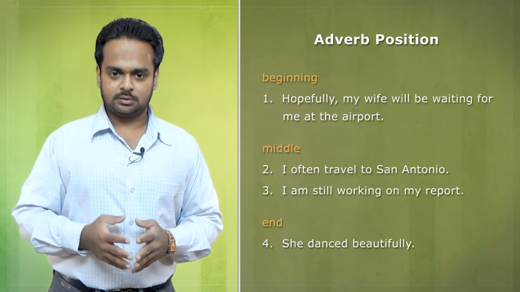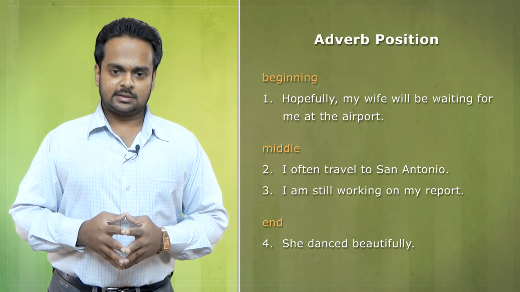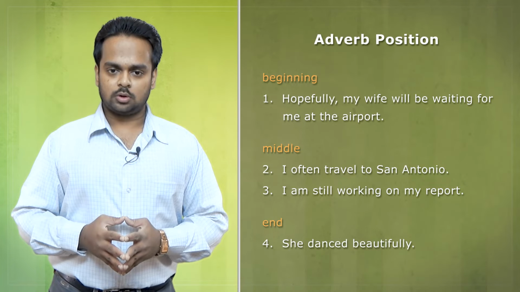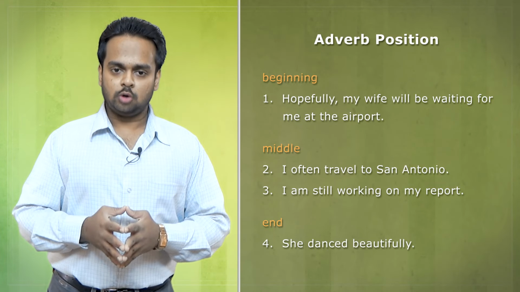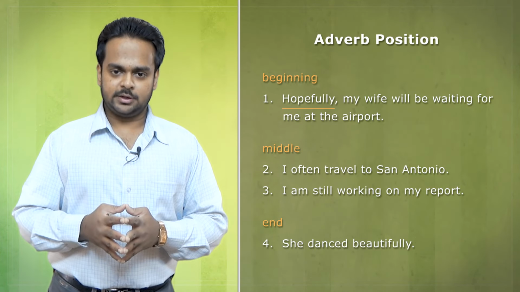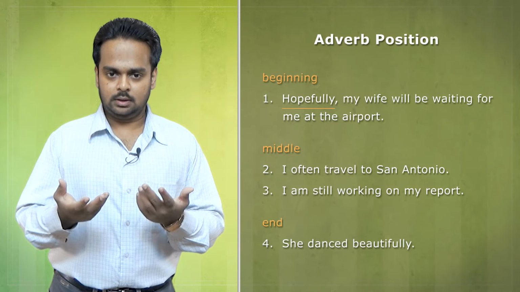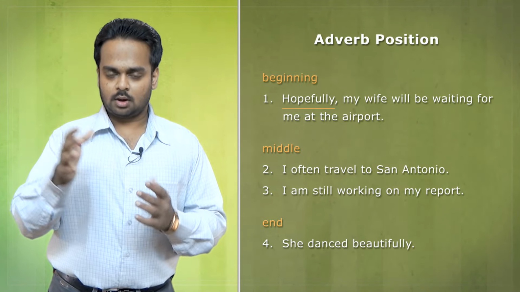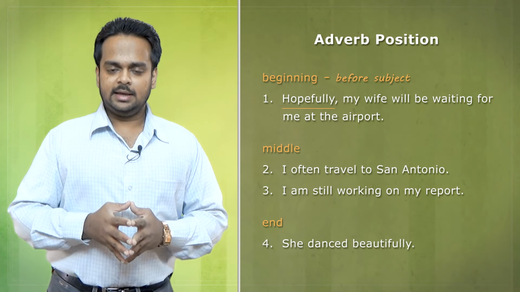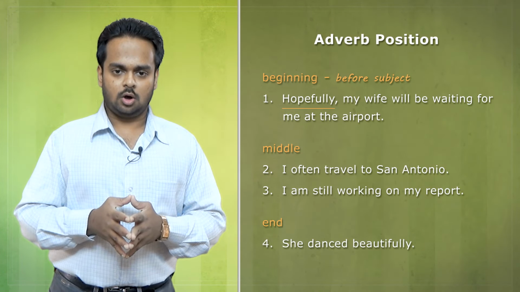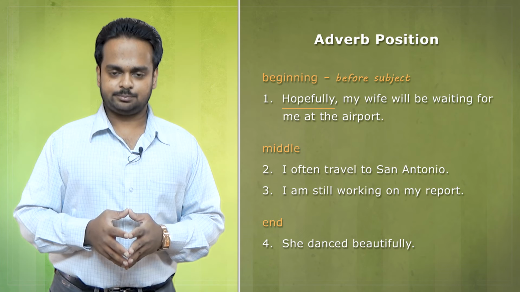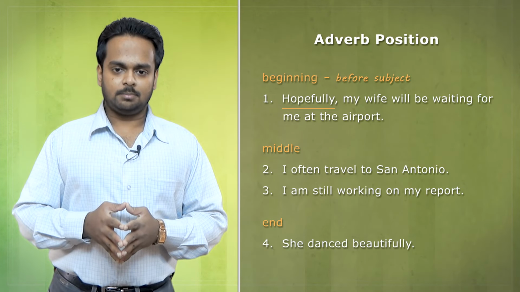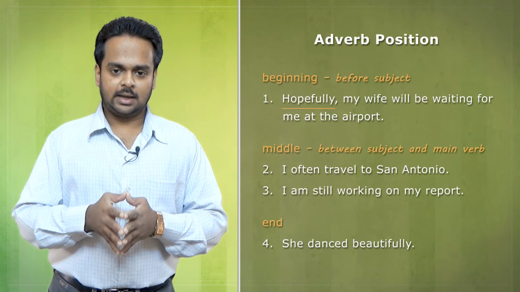Look at these examples. In the first example, hopefully my wife will be waiting for me at the airport. The adverb is hopefully. It shows my opinion or how I feel, I hope, and it is in the beginning or initial position. This means that the adverb is at the start of the sentence or clause or before the subject.